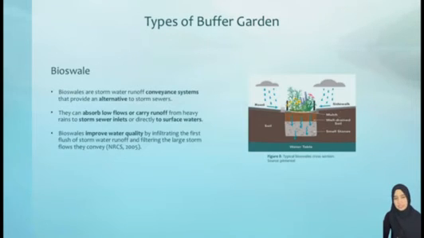The second type of buffer garden is the bioswale. Bioswales are stormwater runoff conveyance systems that provide an alternative to storm sewers. The bioswale can absorb low flows or carry runoff from heavy rains to storm sewer inlets or directly to surface waters. Bioswales improve water quality by infiltrating the first flush of stormwater runoff and filtering the large storm flows they convey. The figure shows the typical bioswale cross-section, which looks much like the rain garden but differs in the well-drained soil and the small stones in the layer.